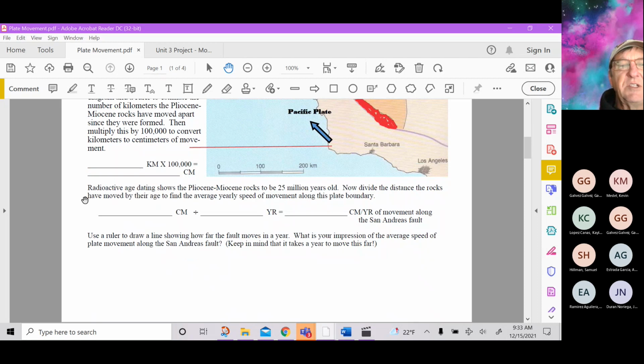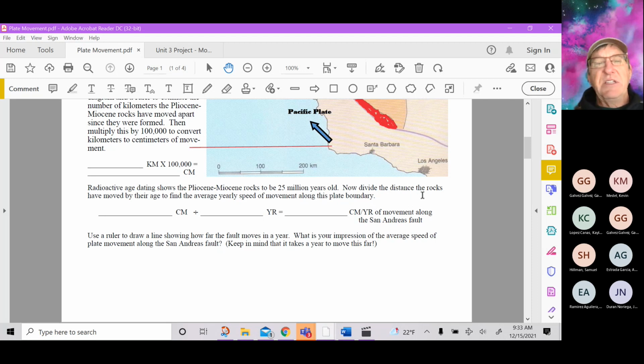So, next thing, radioactive age dating shows that these rocks, the Pliocene-Miocene rocks, are 25 million years old. So again, that's much younger than the dinosaurs. The dinosaurs were killed off 65 million years ago. So these are mammal age rocks. This is before humans, but there could have been mastodons and saber-toothed tigers and stuff. So radioactive age dating shows these rocks to be 25 million years old.